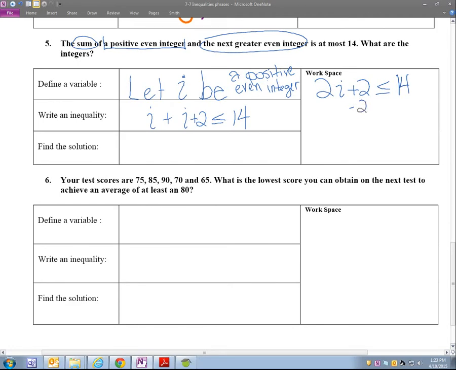Next step we're going to do is subtract 2, because that's the reverse order of operations. We have 2i is less than or equal to 12. To get I by itself, we have to divide both sides by 2. My sign stays the same because I'm not multiplying or dividing by a negative. The reason I'm shooting through this is because we've had this for several days. I is less than or equal to 6. So it has to be less than or equal to 6 in this situation.